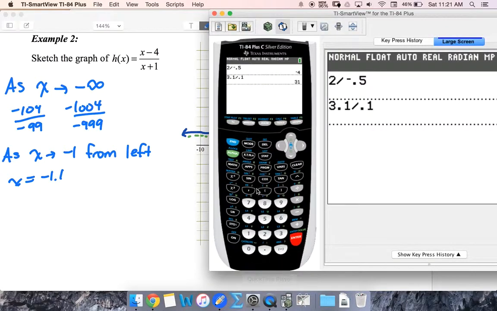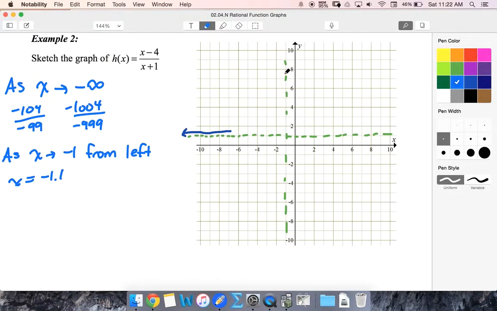Let's see what happens there. I'm going to come back and use my calculator. So -1.1 minus 4 divided by -1.1 plus 1, which is -0.1. And I end up with 51. So 51 is super positive, way up there. So that tells me that my assumption was correct and that I'm getting closer and closer to +infinity as I go up. And we don't really need to worry about key points. We want to worry about our shape.